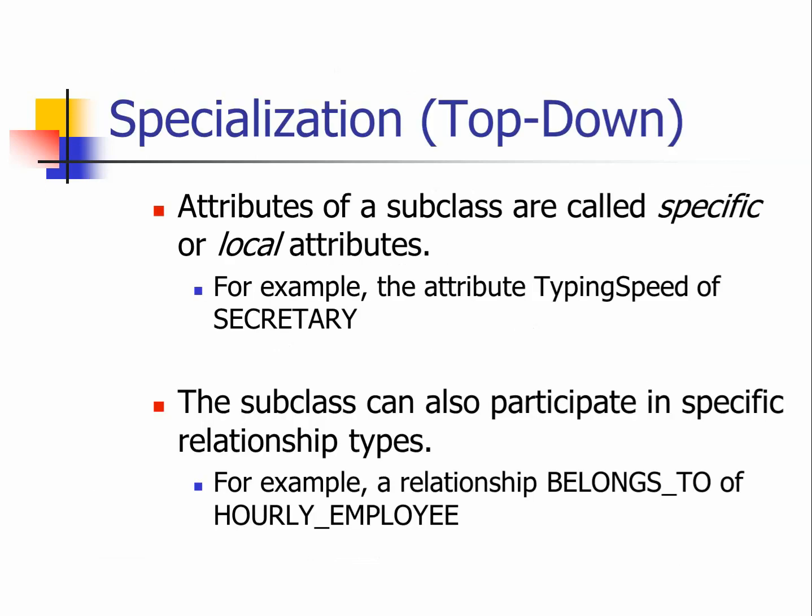So suppose specialization, which is a top-down approach, attributes of a subset are called specific or local attributes. I have used the word local attributes since the beginning of this chapter. The subclasses can also participate in specific relationship types. So that means the subclasses can have their own local attributes as well as their local relationships.